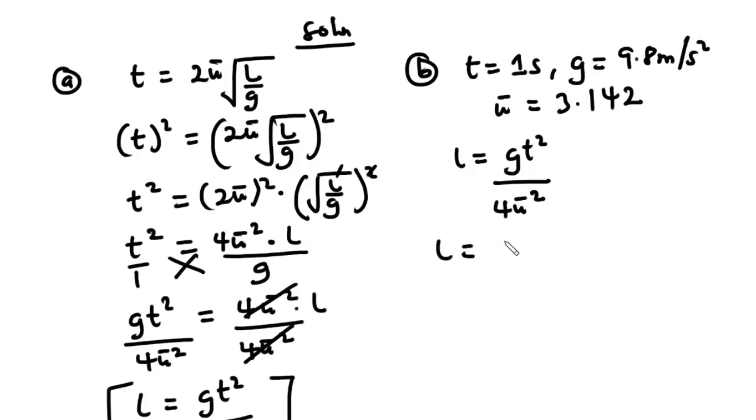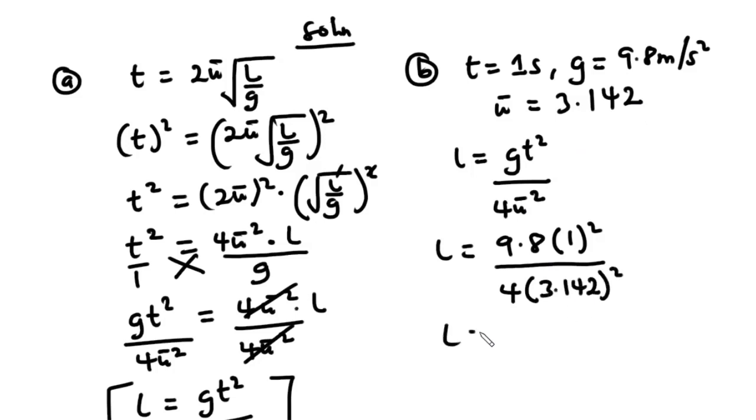Now we have g to be 9.8, so we have 9.8, and then we have t to be 1, so we have 1 squared divided by 4 pi squared. Now pi is 3.142, so we have 3.142 squared. Now if you punch this on your calculator, you should get something around 0.248 meters. So this is the value of L, given that we have t to be 1 second, g to be 9.8 meter per second squared, and then we have pi to be 3.142.